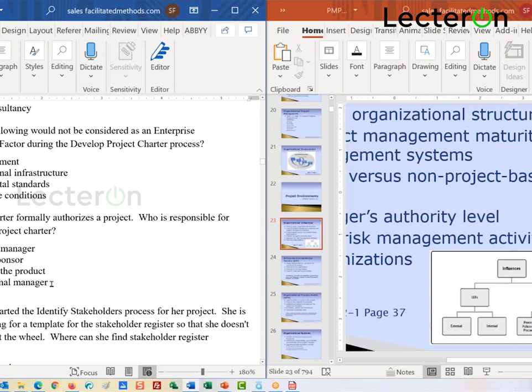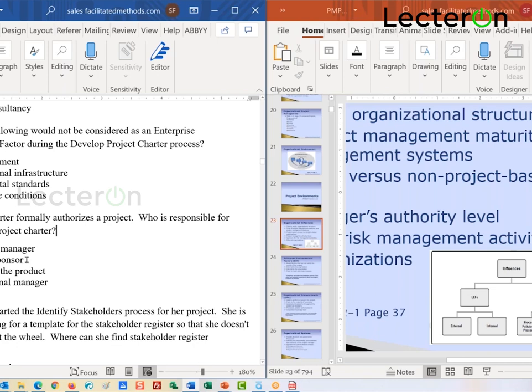Okay, let's go back and talk about what the functional manager is. A functional manager is either there because I'm in a functional organization, and if I'm in a functional organization, I probably don't even have a project manager. A functional manager could also have been called a resource manager, meaning that is the manager of the people that are on my team. They would not be there.